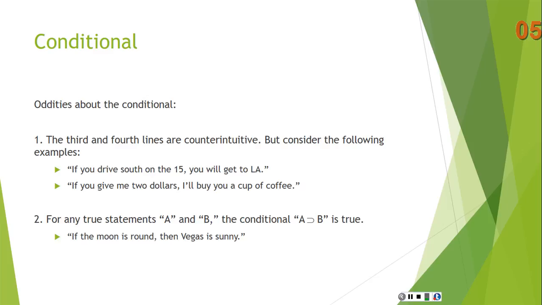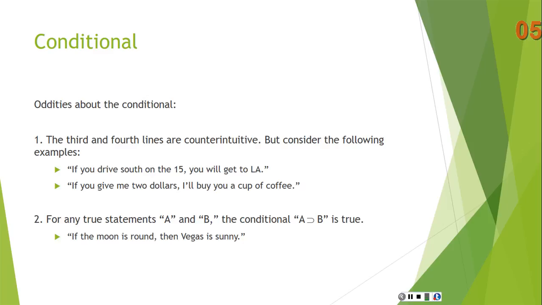What about our second possibility? The second line on the truth table, second row. True antecedent, false consequent. You give me $2 and I don't buy you a cup of coffee. Yeah, I've lied to you. Okay, so then true antecedent, false consequent equals false conditional.